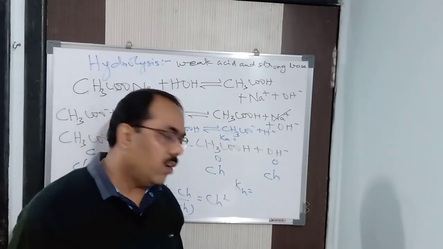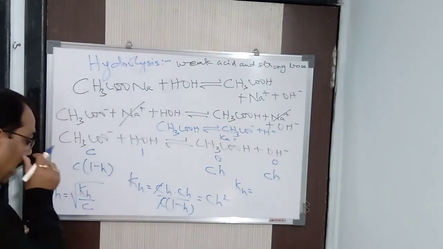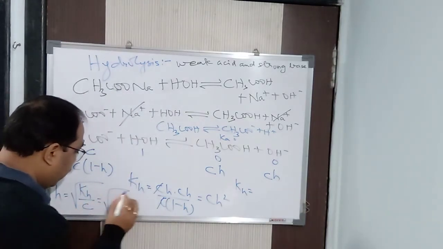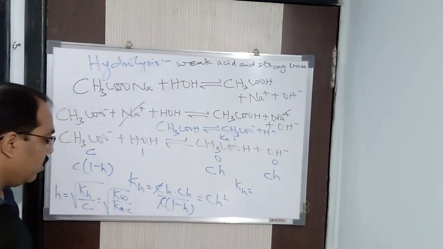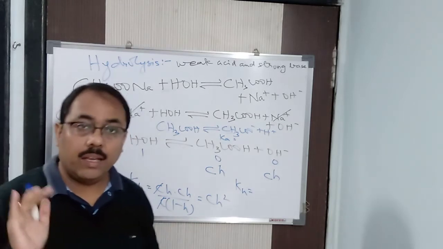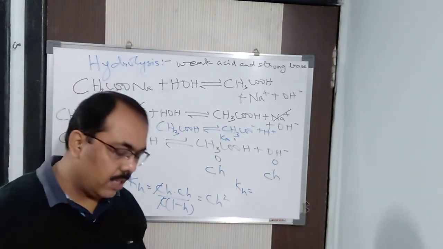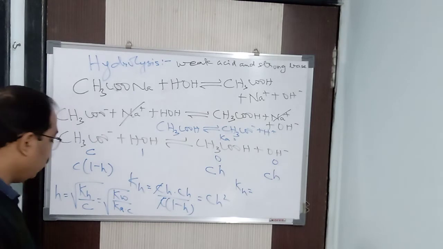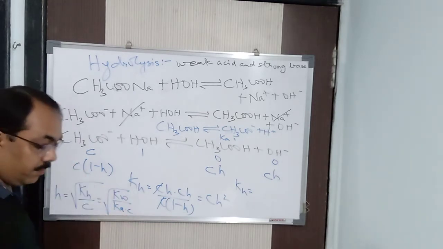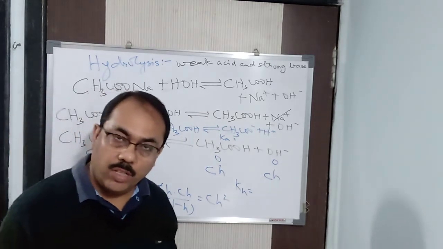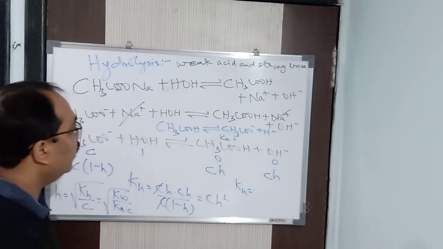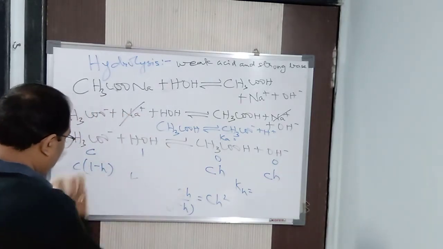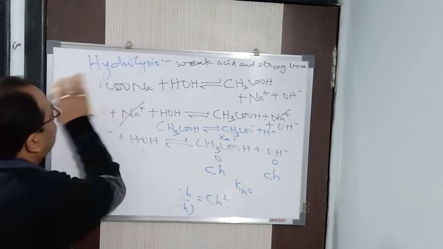So hence, in place of Kh, I can write Kw by Ka into C, because just now I said Kh is equal to Kw by Ka. So hence we got h is equal to root over of Kw by Ka into C. Fine, we got the value. Now, after that, we will calculate pH.